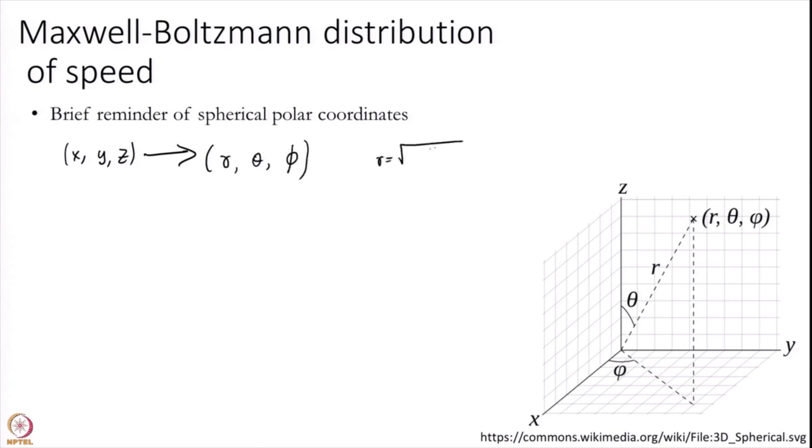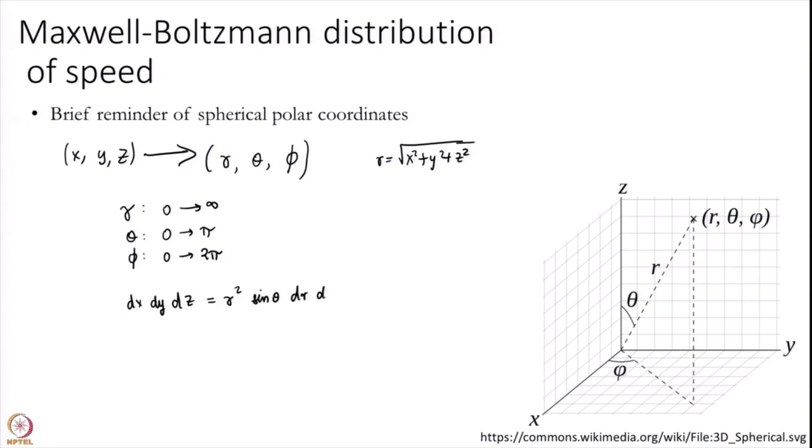r is nothing but what we are looking for in the previous slide. Theta is the angle that the vector r makes with the z axis and phi is the angle that the projection of the vector r on the xy plane makes with the x axis. So, a few important properties that I want to remind you of: r goes from 0 to infinity, theta goes from 0 to pi and phi goes from 0 to 2 pi. These are the limits. And more importantly, what is the volume element in this? So, dx dy dz is equal to r square sin theta dr d theta d phi.